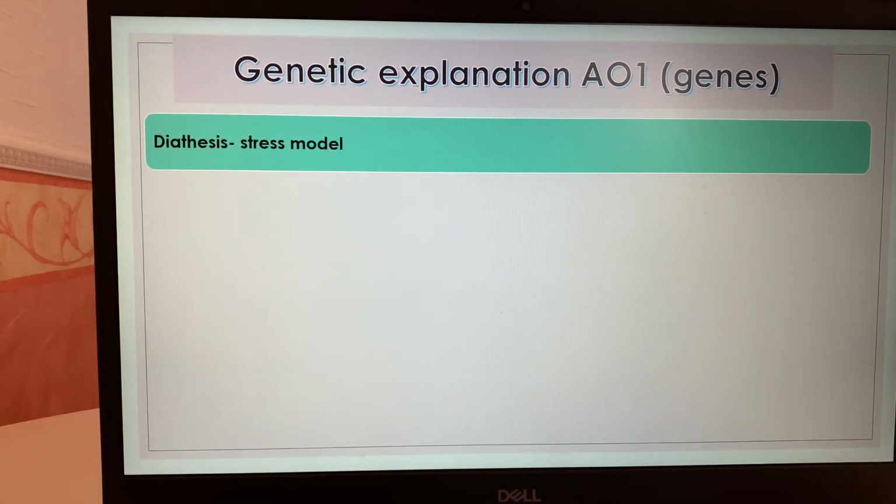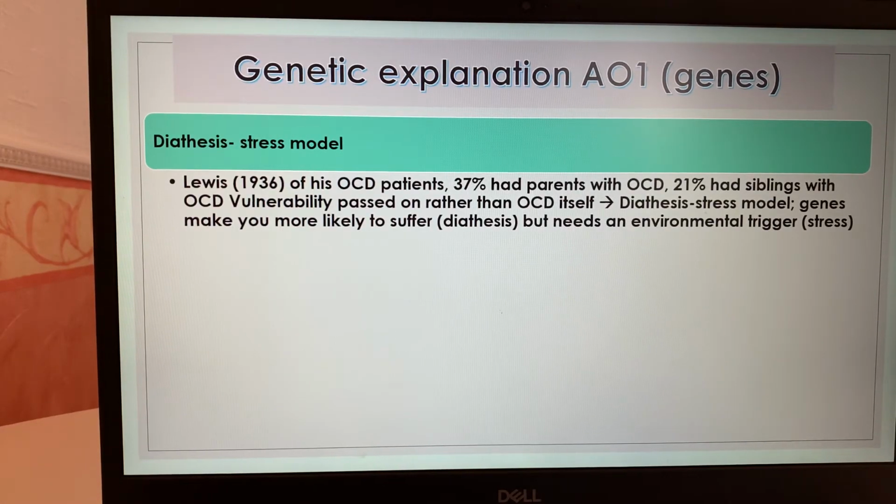So if we focus on the genetic explanation firstly, the diathesis stress falls into this genetic explanation. Think of it like an umbrella. So you've got biological split into genetic and neural, then genetic is split further into diathesis stress, which is where you have a biological predisposition, so maybe a gene that manifests in a stressful environment. So, for example, we all have cancer within us, okay? And it takes some kind of trigger to make that manifest, make that come to the forefront. And it's the same with mental disorders.